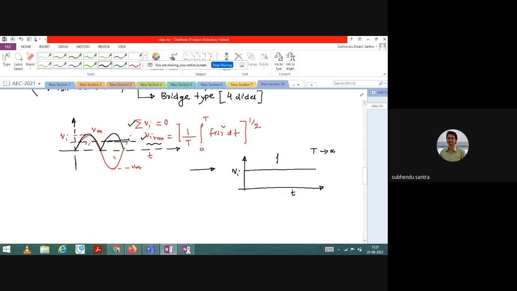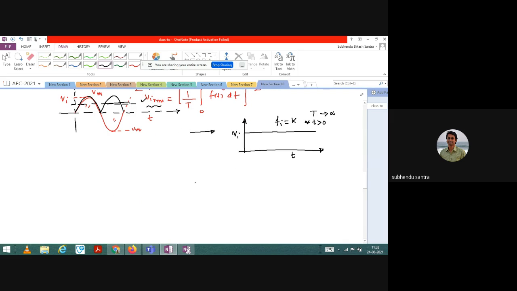So if your function Fi is a constant for all T greater than 0, then we can say it's a DC supply, okay? But sometimes we do have non-ideal kinds of DC, which is very important to understand. Let us say I am having this kind of supply, this kind of voltage. The signal is this Vi. Can you tell me whether it's an AC supply or a DC supply? Pulsating. This type of supply is called pulsating DC, okay?